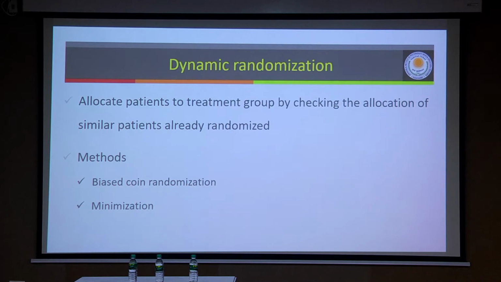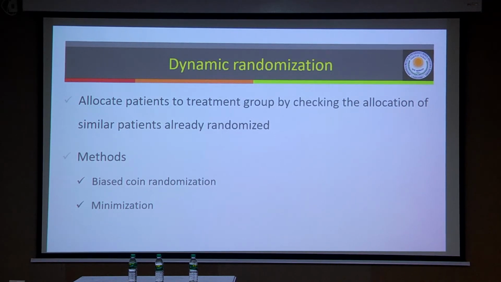Dynamic randomization. This is something which is purely biased, where you decide: you allotted one patient to control, you saw what the next patient is, and that patient you wanted to put in the intervention group. There is no blinding involved in that. You decide which patient goes to which group. This is a biased randomization, not recommended for any clinical research.